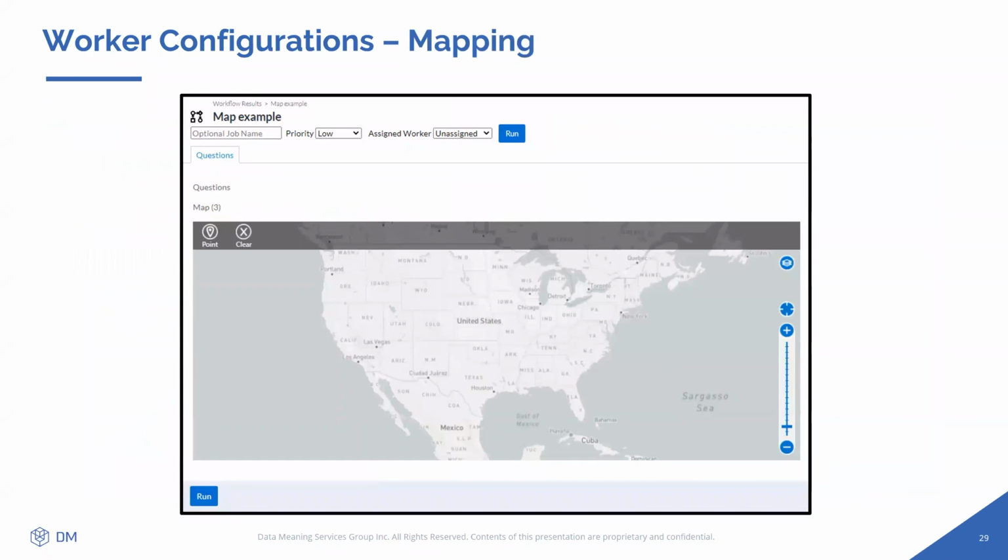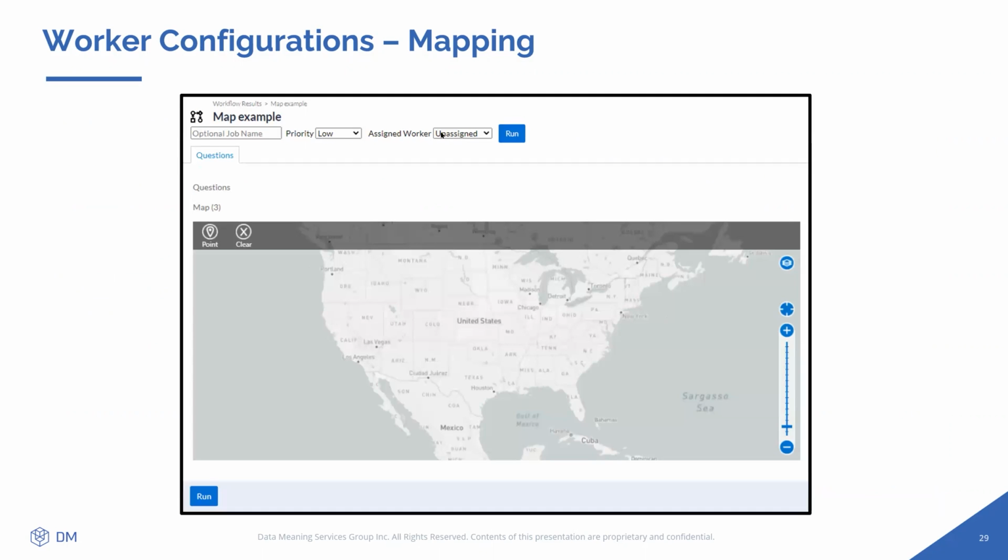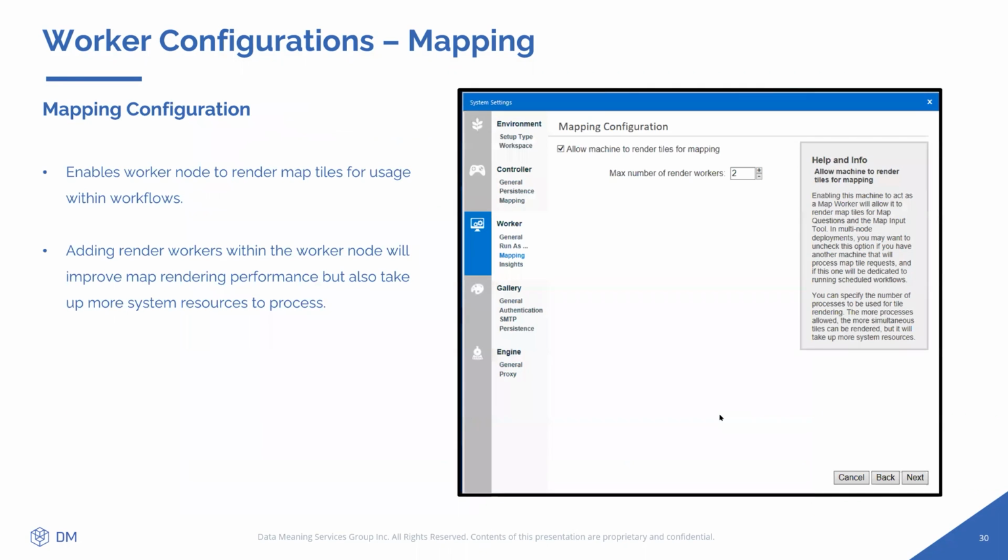So again, let's talk about mappings. In this section, we can enable the worker to act as a map worker. Let's recall what you have done in the mapping in the controller section. We have enabled the map tile size, the cache, and the distribution. Now we are enabling the worker to render tiles for map questions and map input tool. So the worker is going to render the image, and the controller was just set the numbers for controlling the map.